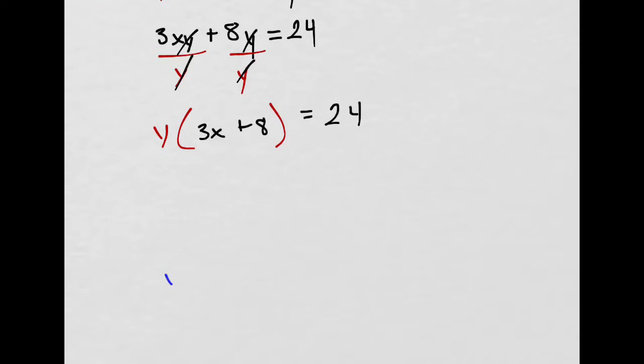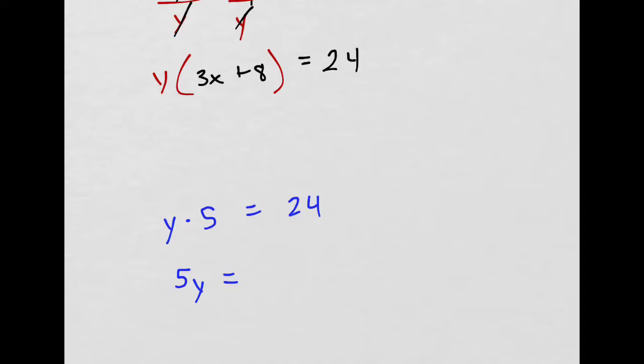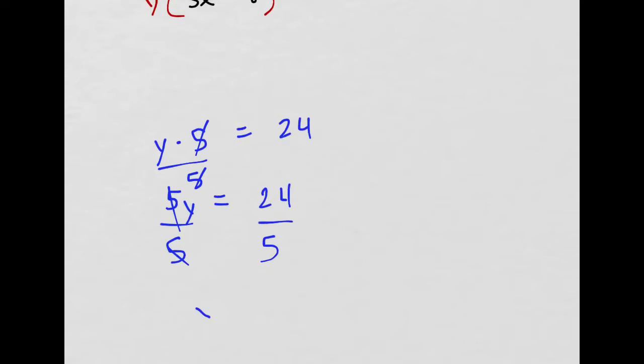If I had y times 5 equals 24, that's actually the same thing as 5y equals 24. And here, what would you do? Divide by 5. Yeah, you would divide by 5 here, and that goes away, and then you'd have y equals 24 over 5. Do you get what I'm saying?